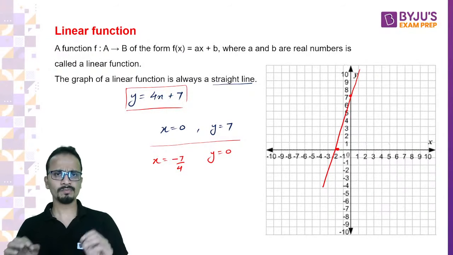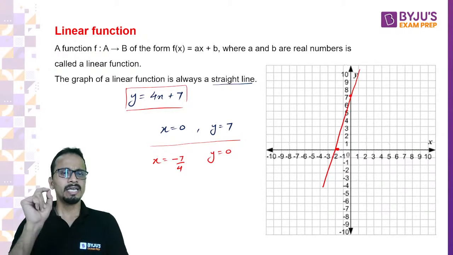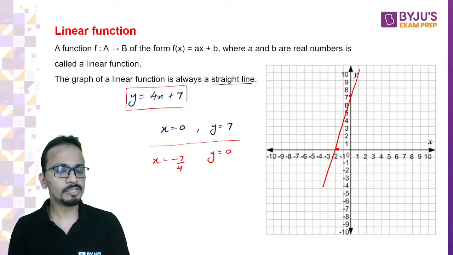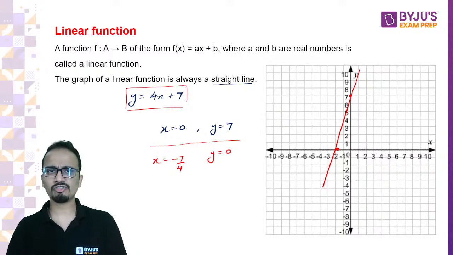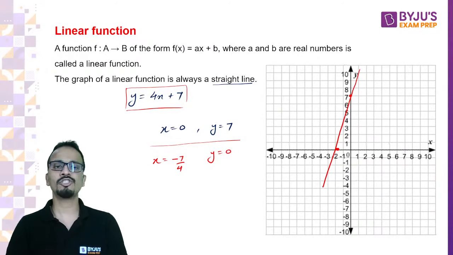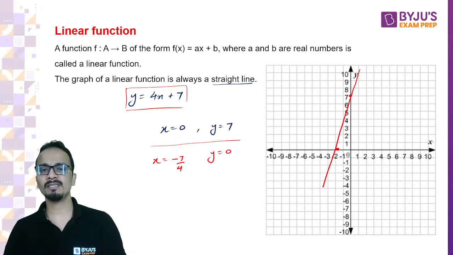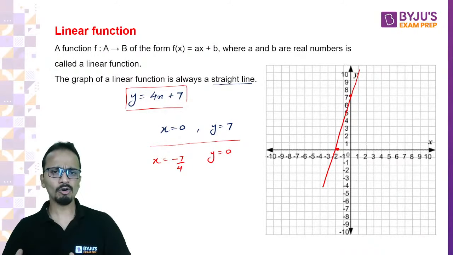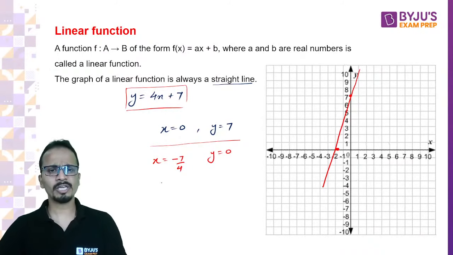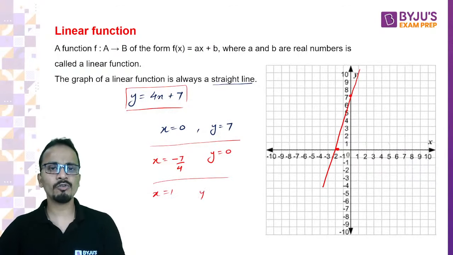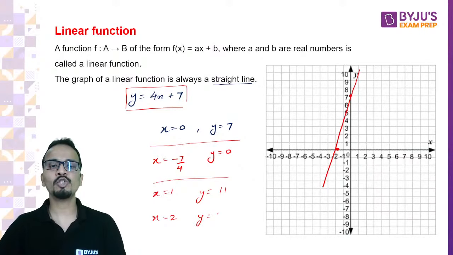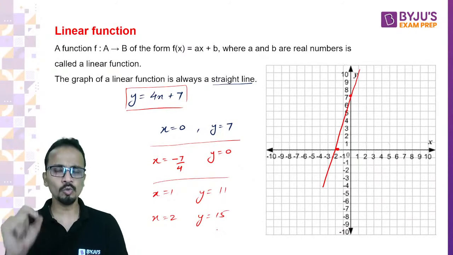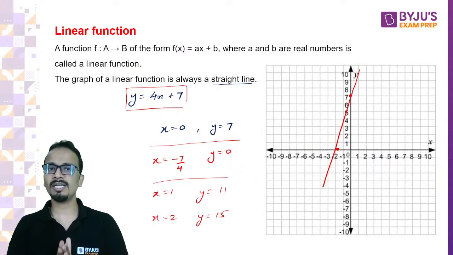So what we saw in this case is that in any linear function, the graph will always be a straight line. To plot the graph of a straight line, you just need 2 points. These 2 points can be obtained once by putting x equal to 0, and next by putting y equal to 0. Now you can put some other values as well. You can put x equal to 1 and get the value of y. If I put x equal to 1, the value of y will be 11. If I put x equal to 2, the value of y will be equal to 15, and so on. So you just need 2 points to plot a straight line. This was a linear function.